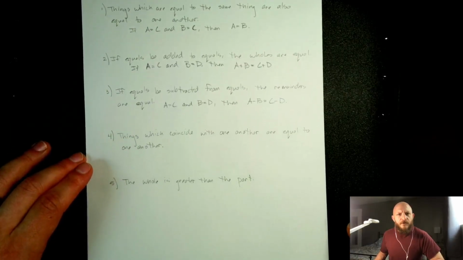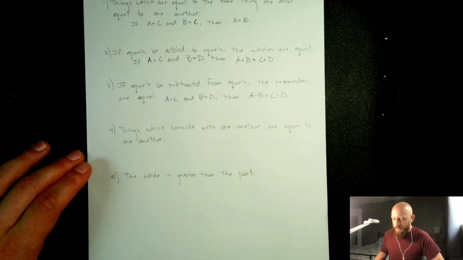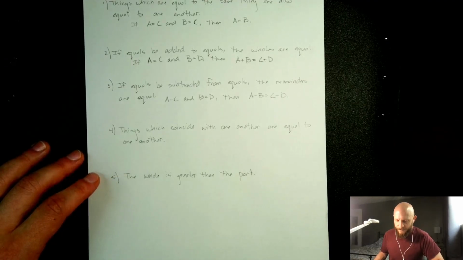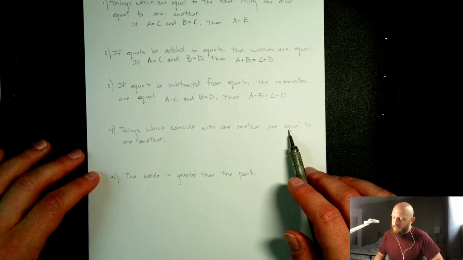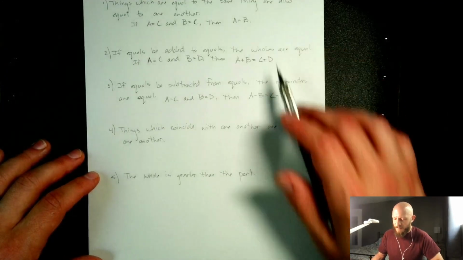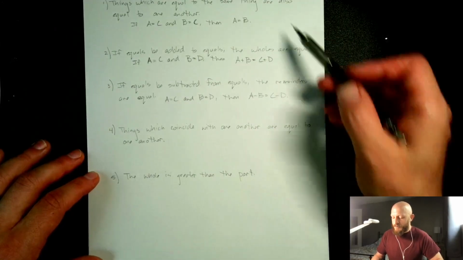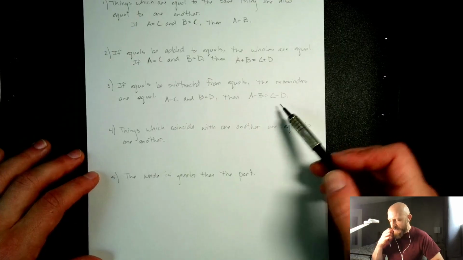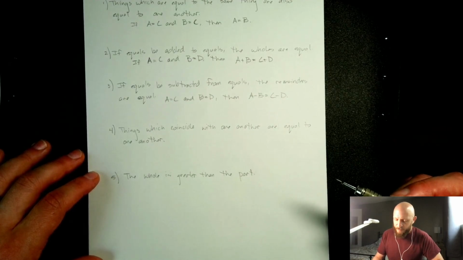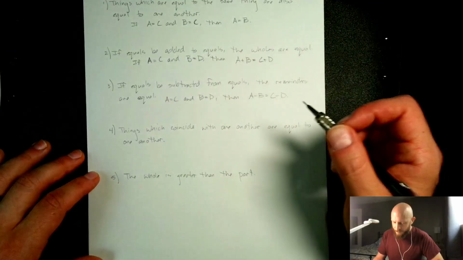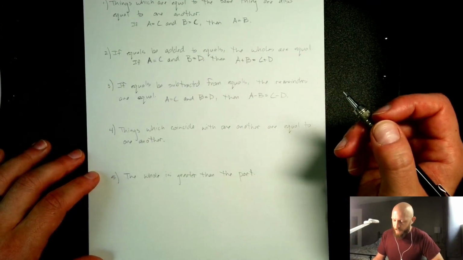All right, common notion 4, things which coincide with one another are equal to one another. This is kind of an interesting one. It's sort of like a superposition argument. To me, this still feels somewhat geometric in nature, more than these first three common notions, which can be applied pretty much anywhere in math. He uses this in proposition 4, because proposition 4 is a superposition argument.